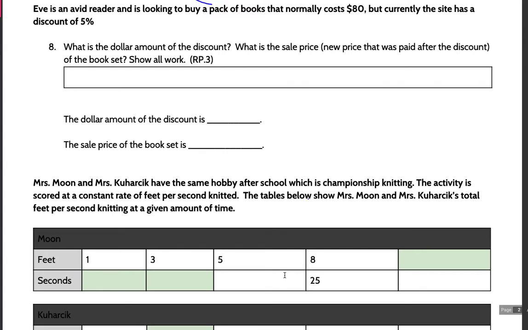So this is all review of percents and unit rates from here on out. So first we have a percent problem. Eve is an avid reader and is looking to buy a pack of books that normally cost $80, but currently the site has a discount of 5%. What's the dollar amount of the discount? What is the sale price? What you pay after the discount? Show your work.